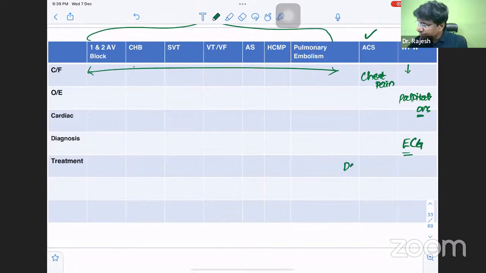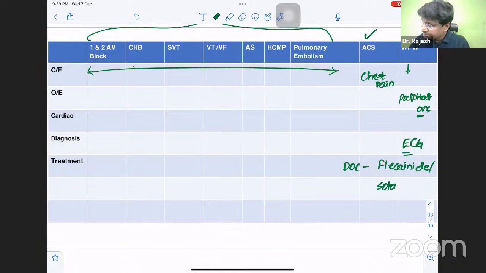The drug of choice in case of WPW syndrome will be flecainide, right? Or the beta blocker that you can give. Flecainide will be the drug of choice, but if the individual develops atrial fibrillation, then the treatment of choice will be radiofrequency ablation.